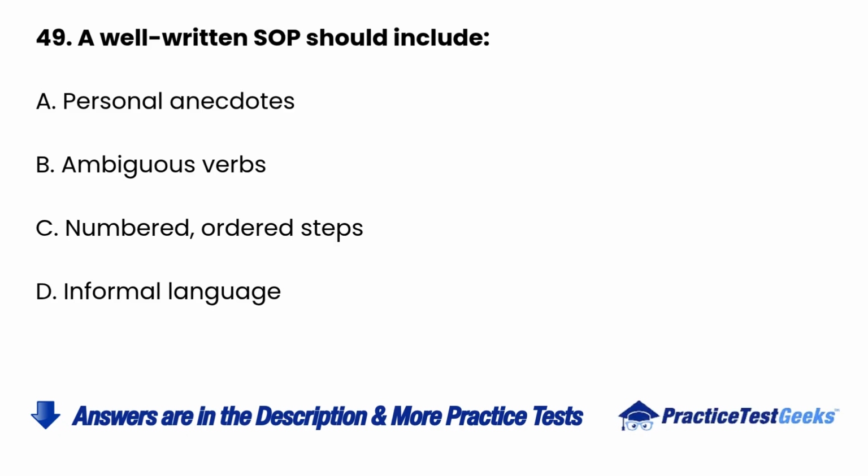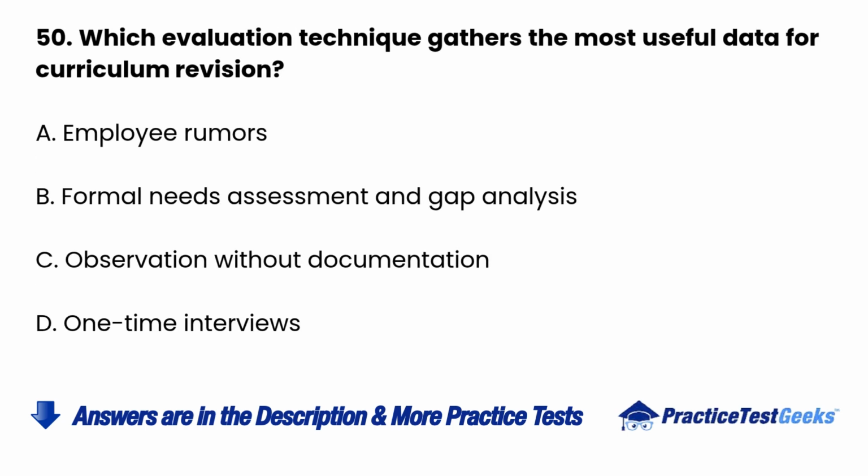49. A well-written SOP should include: A. Personal anecdotes. B. Ambiguous verbs. C. Numbered, ordered steps. D. Informal language.